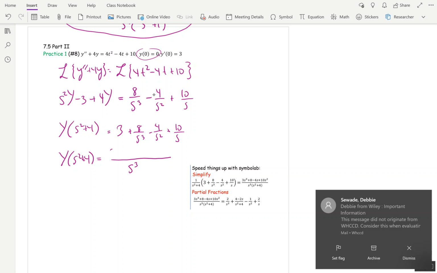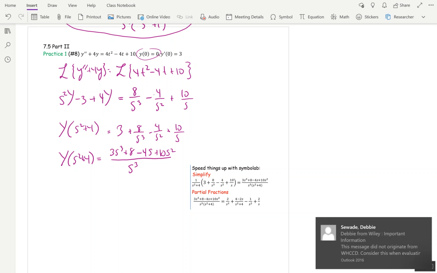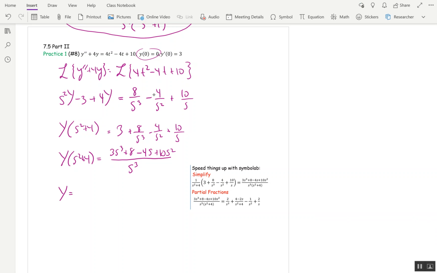And so I've got 3s cubed plus 8 minus 4s plus 10s squared. Now divide both sides by s squared plus 4 to get big Y is that whole numerator, 3s cubed plus 8 minus 4s plus 10s squared over s cubed times s squared plus 4.